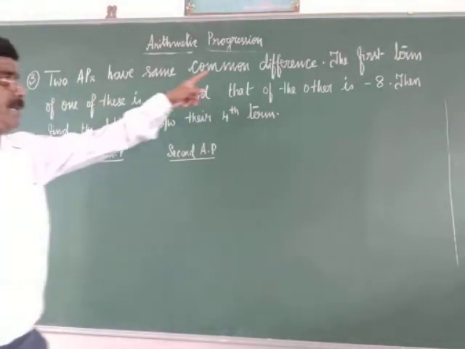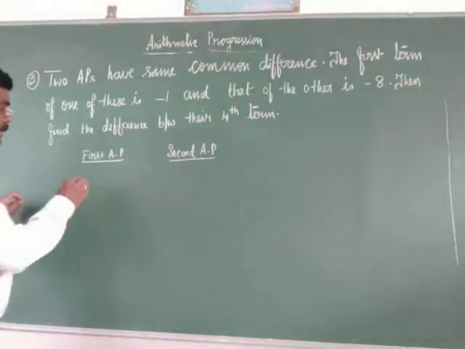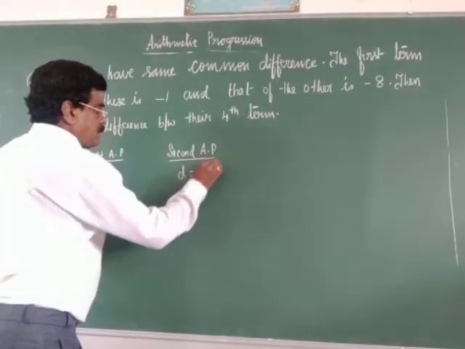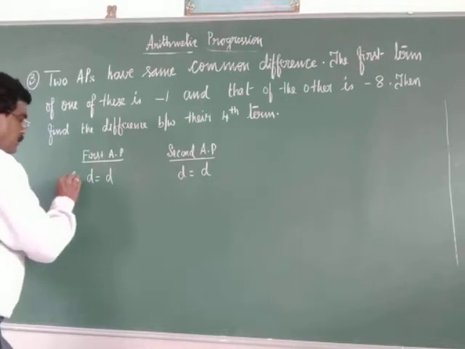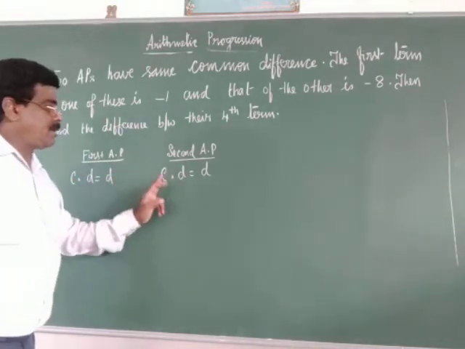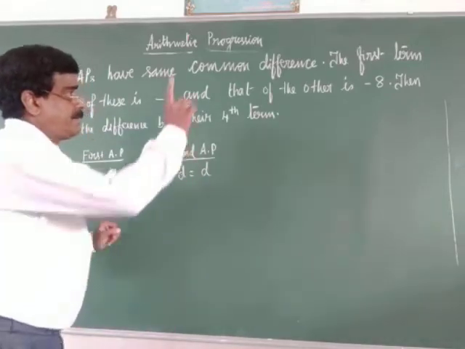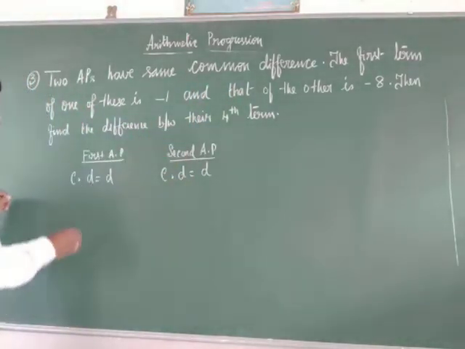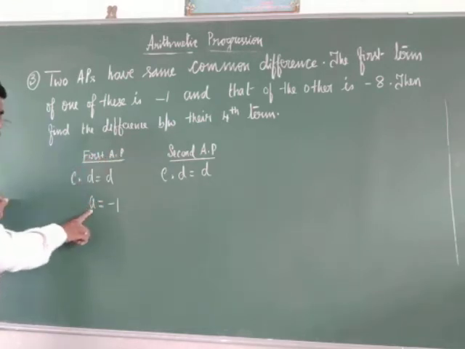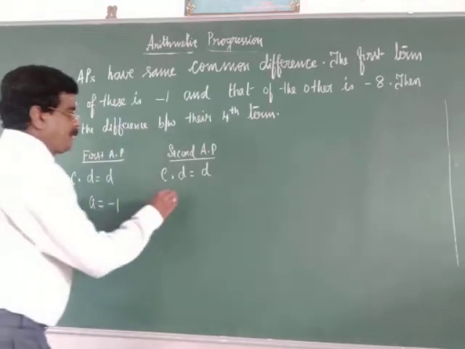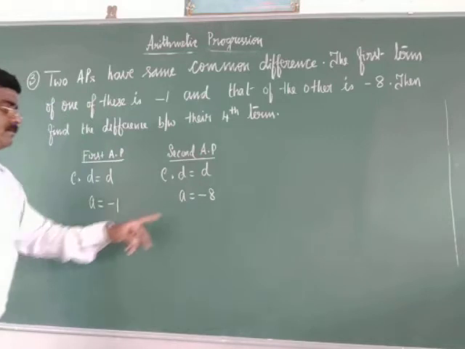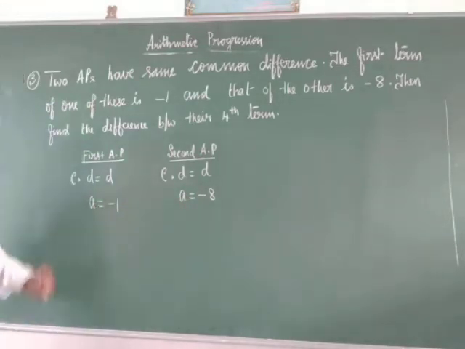Two APs have the same common difference. That means the difference is the same, that is d equals d. Here the common difference equals d. Whereas the first term of one of these, the first AP, let me say the first term is denoted by small a, is -1, and here it is -8.